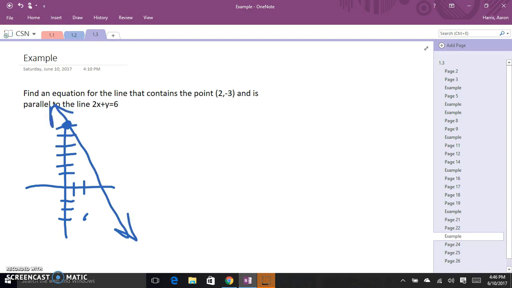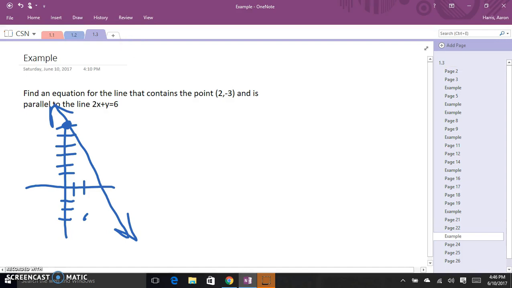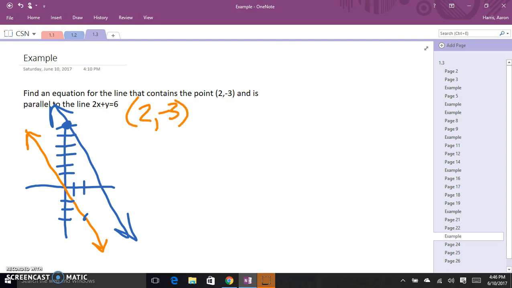So we're trying to find the equation of the line that goes through that (2, -3), and it's parallel. So we're trying to find the equation of that orange line there. Okay. Well, we already know the orange line goes through (2, -3). The only other thing we need is the slope of that orange line. And since they're parallel, we're going to take the slope from the blue line and use it for our orange line because we know it has the exact same slope. So let's go to the right hand side.